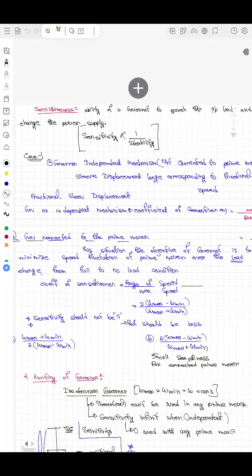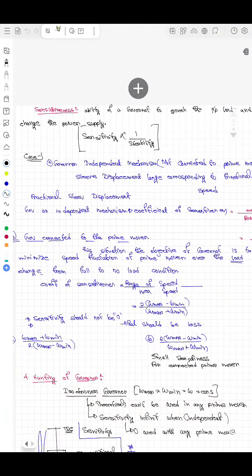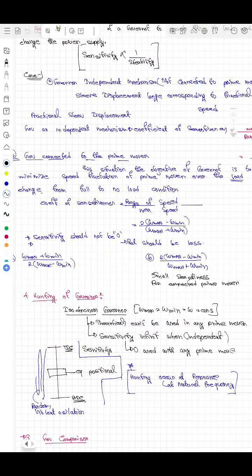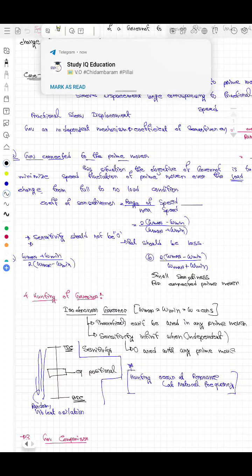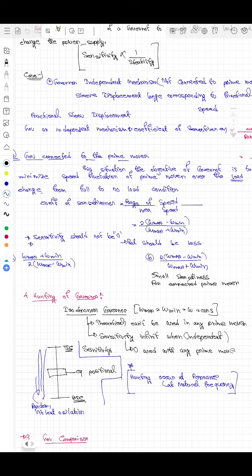So what is sensitivity? Sensitivity is the ability of a governor to change the power supply in response to a change in output load. Its main work is to observe the output load change and then change the power supply. Sensitivity is the reciprocal of stability, so the more the sensitivity, the less the stability.